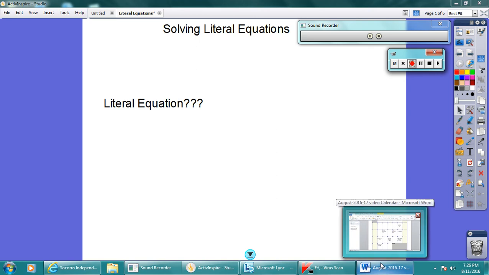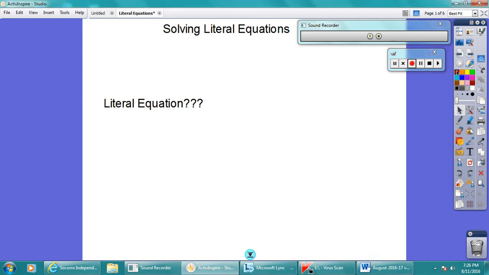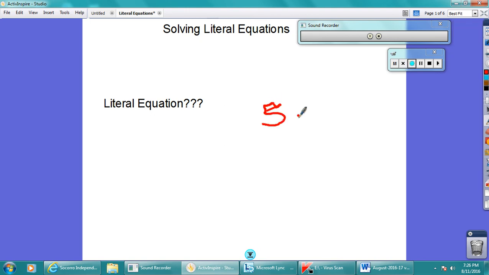Okay, students, today we're going to talk about solving literal equations. First of all, what is a literal equation? Well, we've already seen equations where you have 5x plus 3 is equal to 10. Now this is a regular equation where we solve for x.